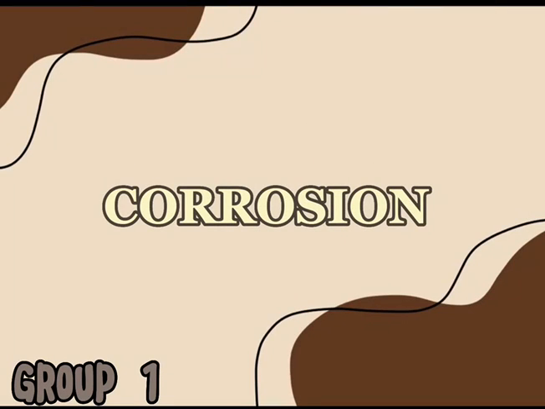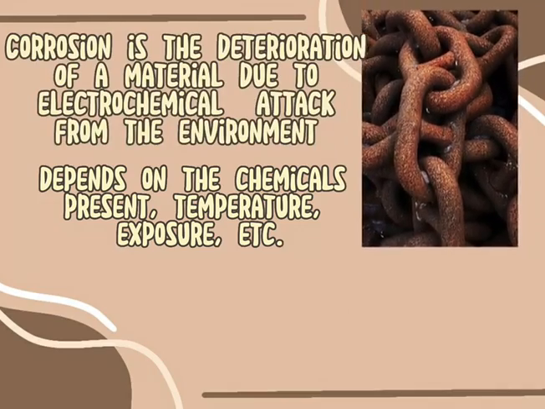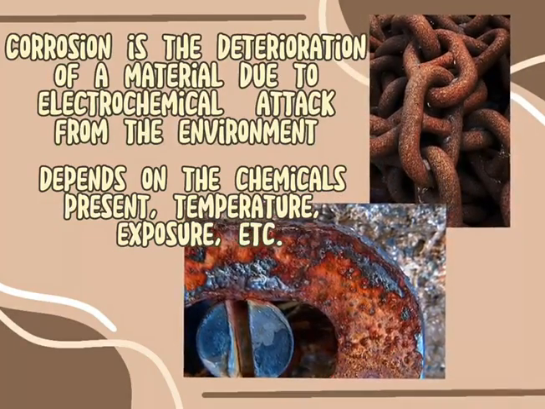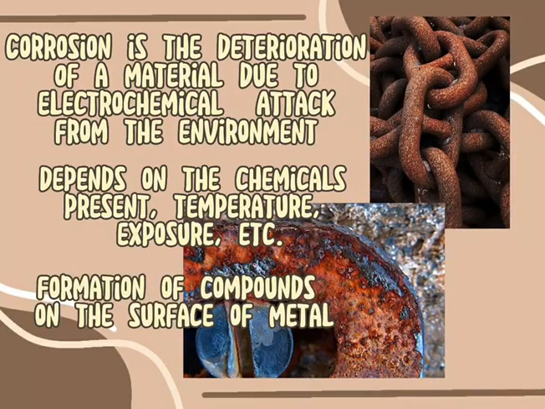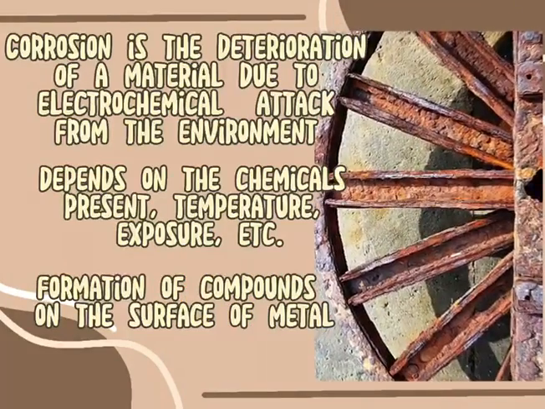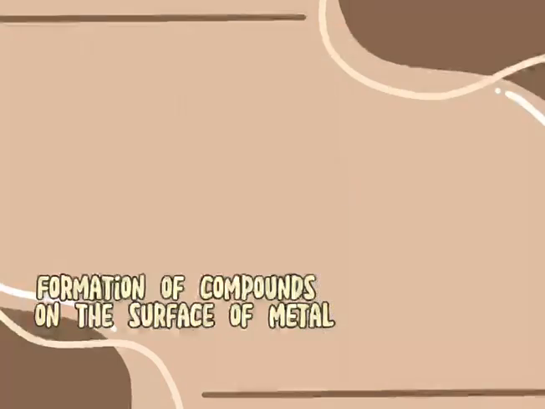Corrosion. Corrosion is the deterioration of a material due to electrochemical attack from the environment. It depends on the chemicals present, temperature, exposure, and so on. It is the formation of compounds on the surface of a material.